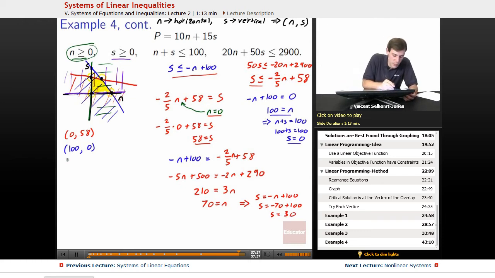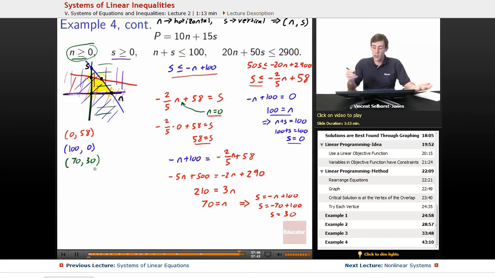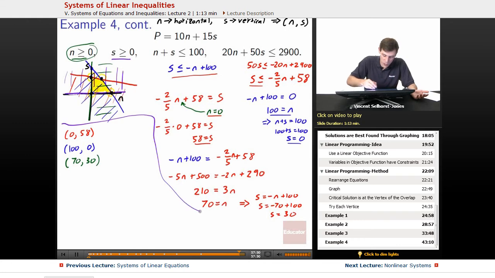So the three possibilities are (0, 58), (100, 0), and (70, 30). At this point, we just want to actually plug each one of them in and figure out which of these works best. So let's start with the point that we've arbitrarily made the red point. If we sell nothing but superfines, we spend all of our money on superfines, then that's 10 times 0 plus 15 times 58, just so we keep up the same pattern.